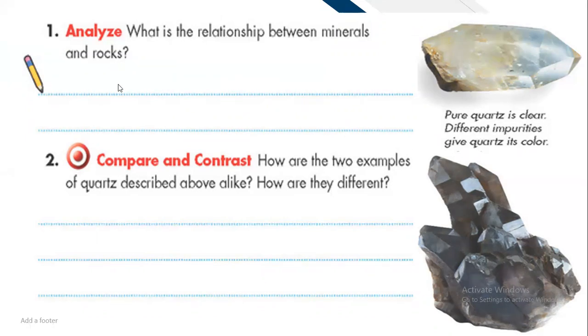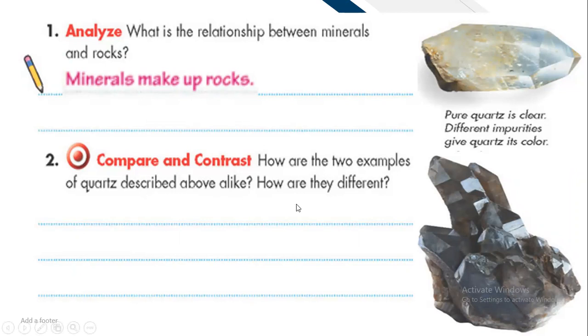What is the relationship between minerals and rock? That's right, I just told you, rocks are made of minerals. How are the two examples of quartz described above alike and how are they different? Hey guys, do you know sand is made of quartz, and the sand in Saudi Arabia is the same as the sand in California, the same as the sand in Egypt. It all has the same chemical makeup. If it has different colors, it means it has different impurities, but the same mineral has the same chemical composition.